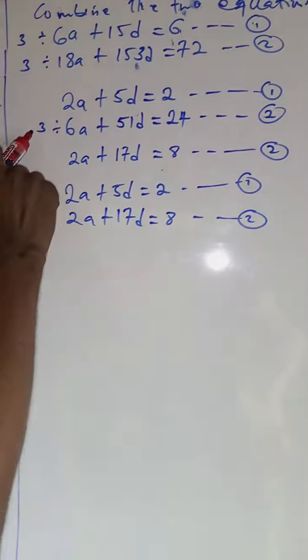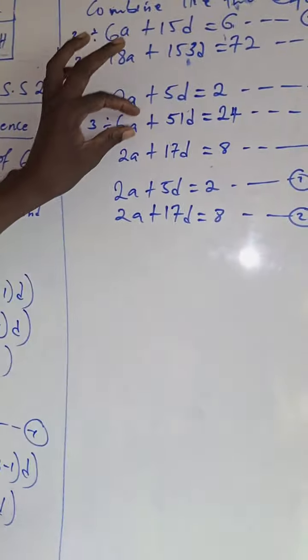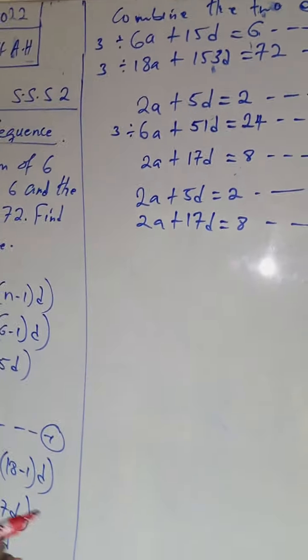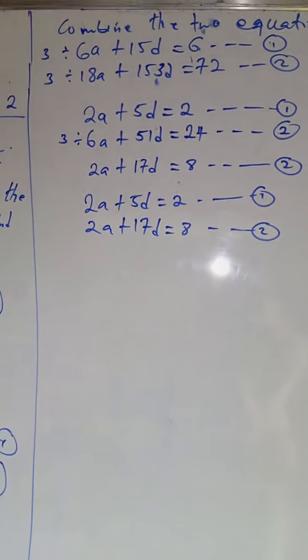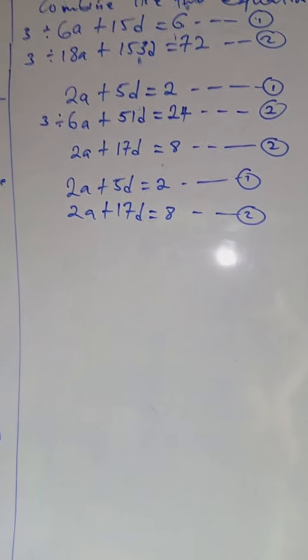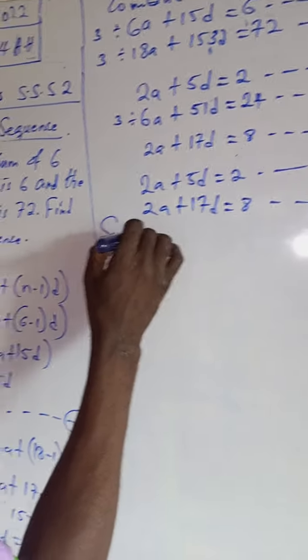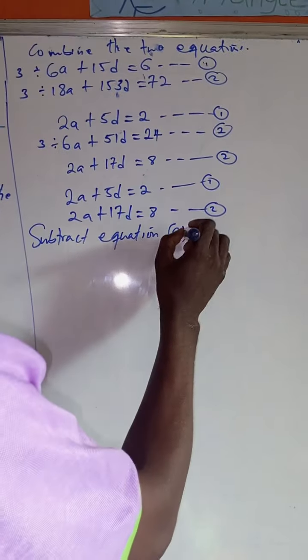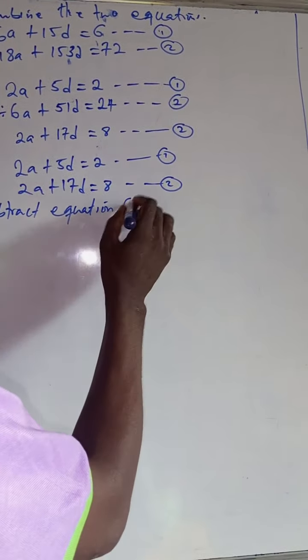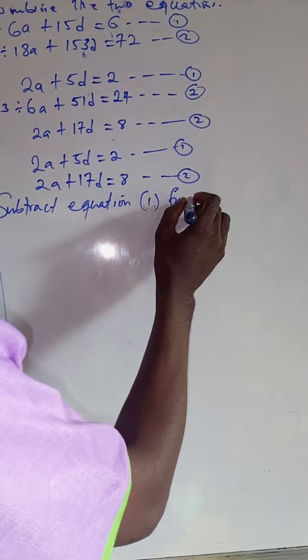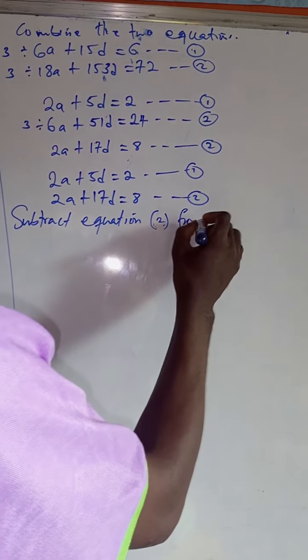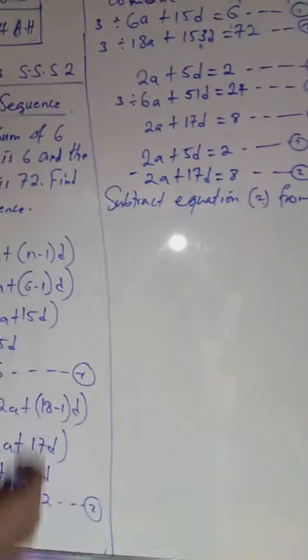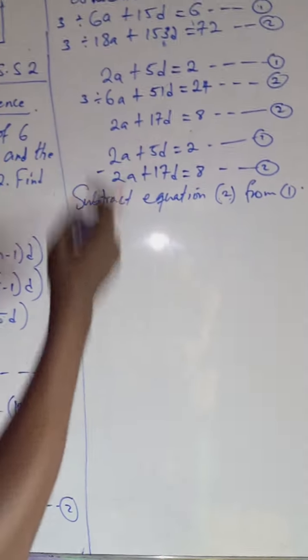If any number can divide each of them, it's better to reduce it. So having reduced, you can use the elimination method. I'll subtract equation 2 from equation 1. So we are subtracting this from this.